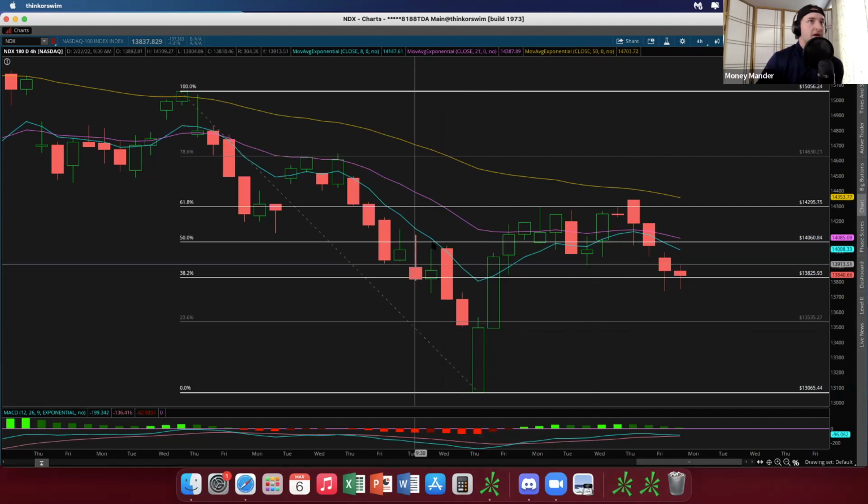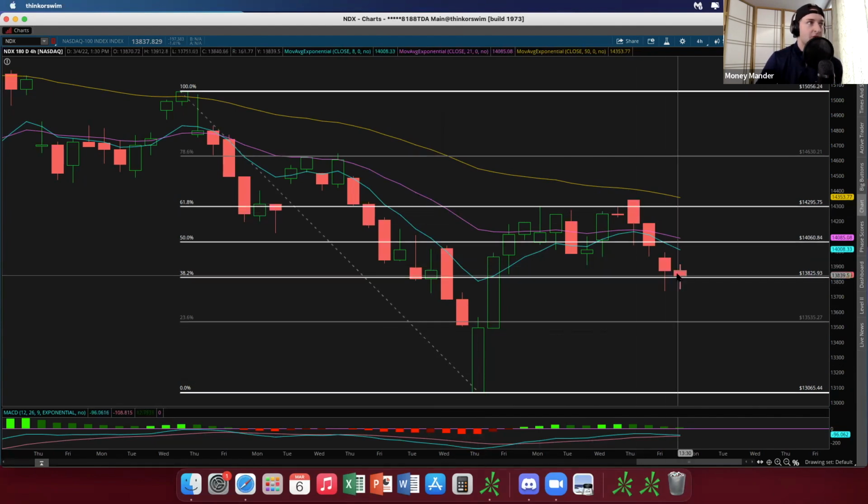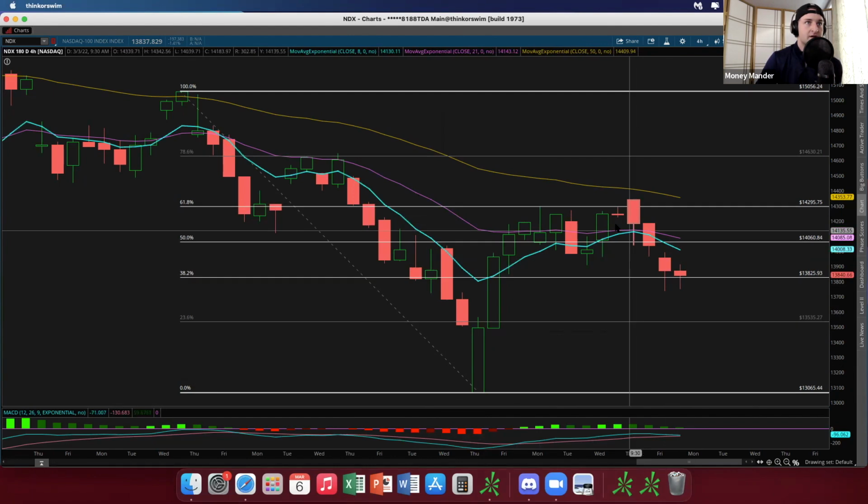Right off the jump here, you can see you want to backtest these as you put them in. You can see that this 618 did act as resistance. We ended up opening above it Thursday open and immediately rejected off and dropped down to the 382 here. So this is how I would, at first glance, want to look at this.